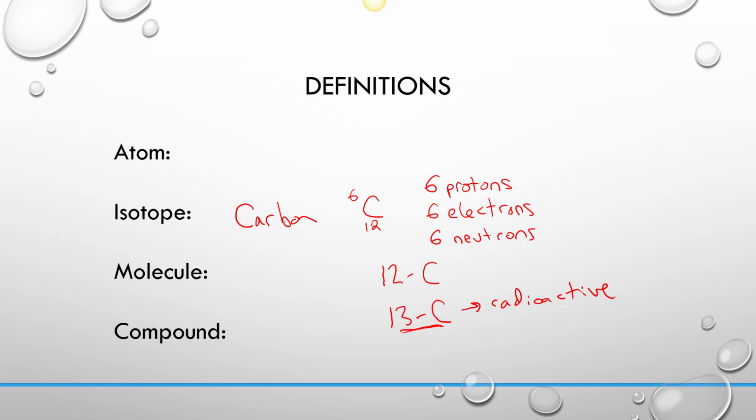But an isotope is a derivative of an atom, so it's got a different number of neutrons, and an example is carbon-13. A molecule is when two or more atoms are bonded together, and a compound is when you have a mixture of molecules, so there's two or more molecules that are mixed together. So a compound could be like salt water. You've got sodium chloride, which is a molecule, and you have water, which is a molecule, and they're mixed together.